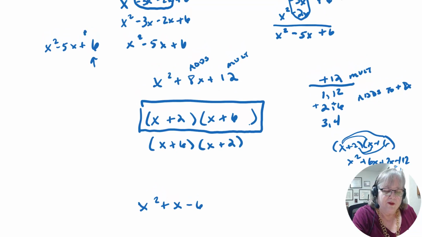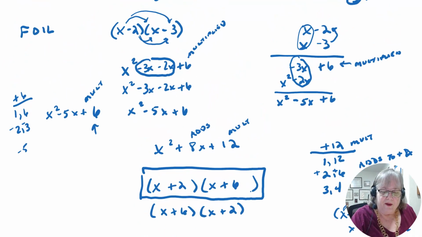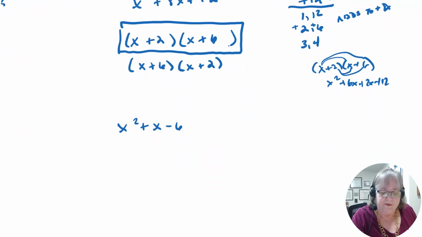Here it multiplies to a positive 6, so they have to be the same sign, either both negative or both positive. And so it's either 1 and 6 or 2 and 3. What multiplies to a positive 6 and adds to a negative 5? So it must be negative 2 and negative 3, right? Which is what we had. Negative 2 and negative 3 is where it came from, right?